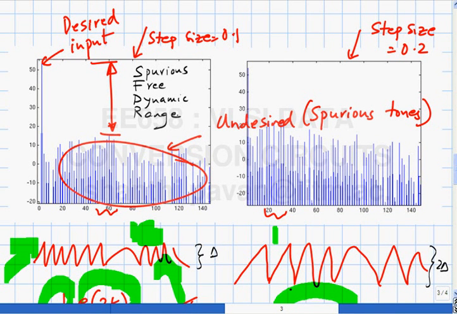Why is it important to quote SFDR? The spurious free dynamic range becomes important in communication applications. For example, let's say you're trying to digitize a channel. In all your handsets, your desired channel is very small, and GSM is 200 kilohertz. But at the A to D converter, in the analog front end, you cannot have a filter with such low bandwidth. The channel is 200 kilohertz sitting at a center frequency of 1.8 gigahertz. So it's impossible to build an analog system which will filter off everything other than the desired 200 kilohertz.